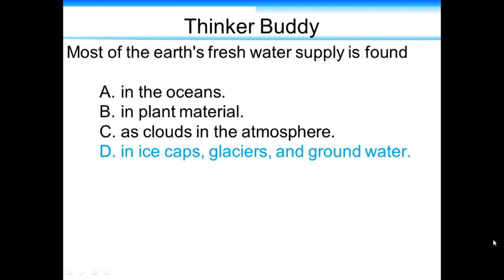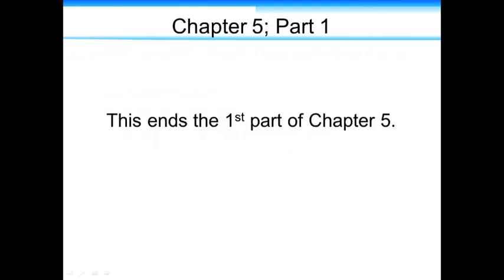The majority of salt water is in the ocean, so 97% of the water that's not drinkable is in the oceans. This ends the first part of Chapter 5.